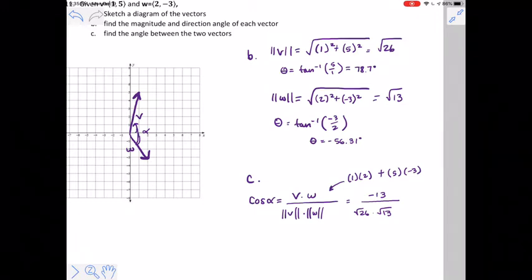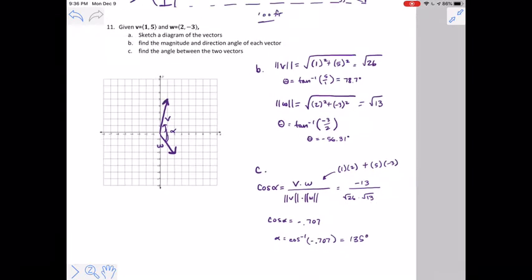So if we type this all into a calculator, square root of 26 multiplied by square root of 13, we would have cosine alpha equals negative 0.707. If we did the inverse cosine of that, that gives us 135 degrees.